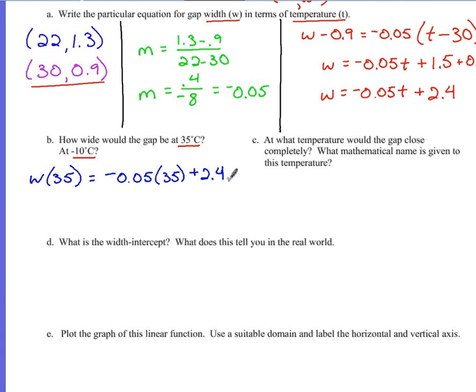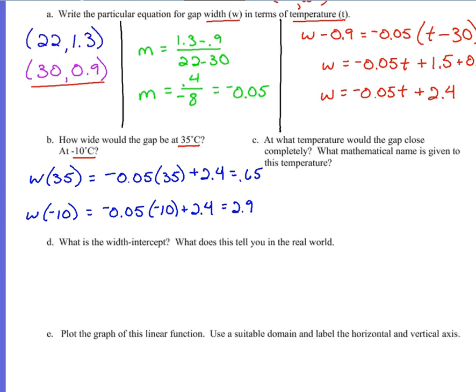At the same time, I could do some substitution here with negative 10, set up what I need to calculate to find the gap width at negative 10 degrees Celsius. It'd be w of negative 10 equals negative 0.05 times negative 10 plus 2.4. So we calculate those two ideas out, get our gap widths. Got our values back for each.